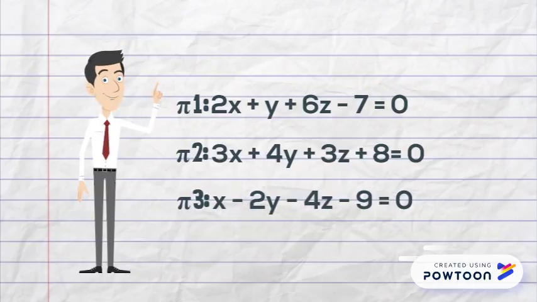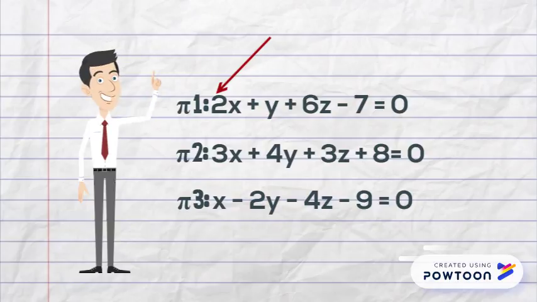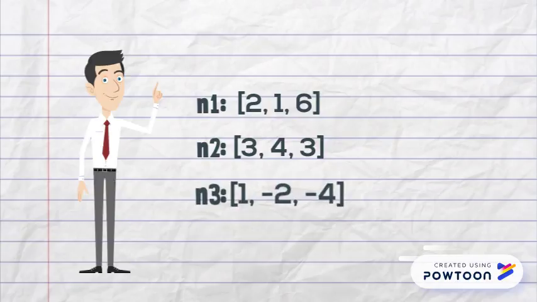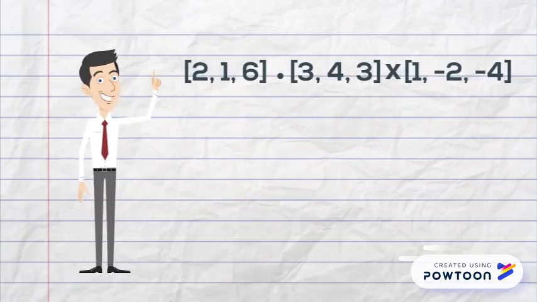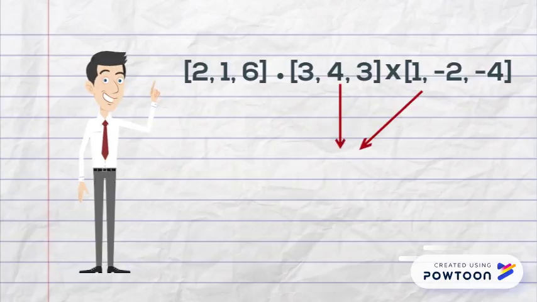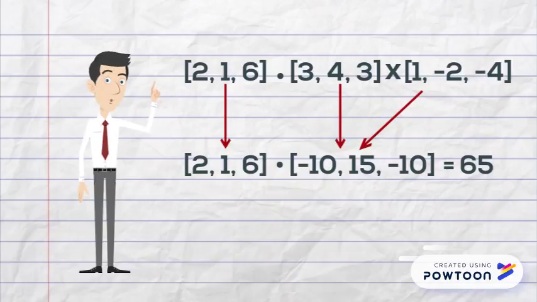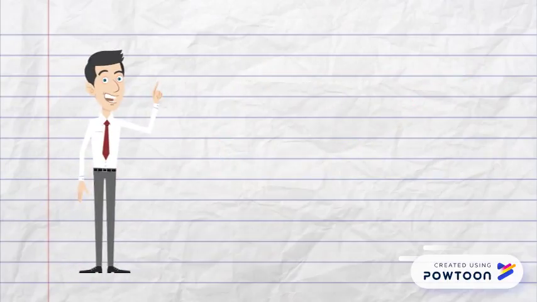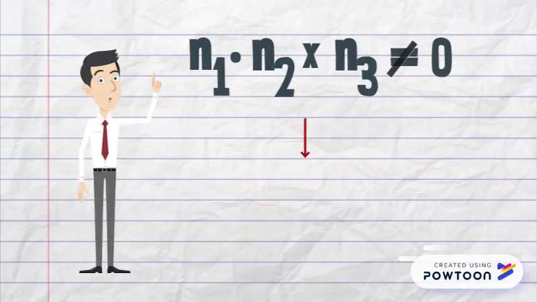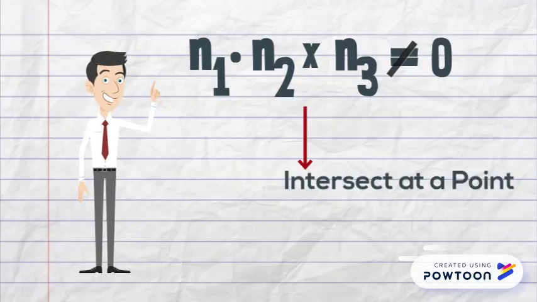To look for the normal vector of a plane, we simply take the numbers in front of the 3 variables. Next, we take the normal vectors to do the volume test. While doing the volume test, we first have to do the cross product to find another vector, and the dot product next. Since the volume test does not equal 0, it means that the planes intersect at a point.